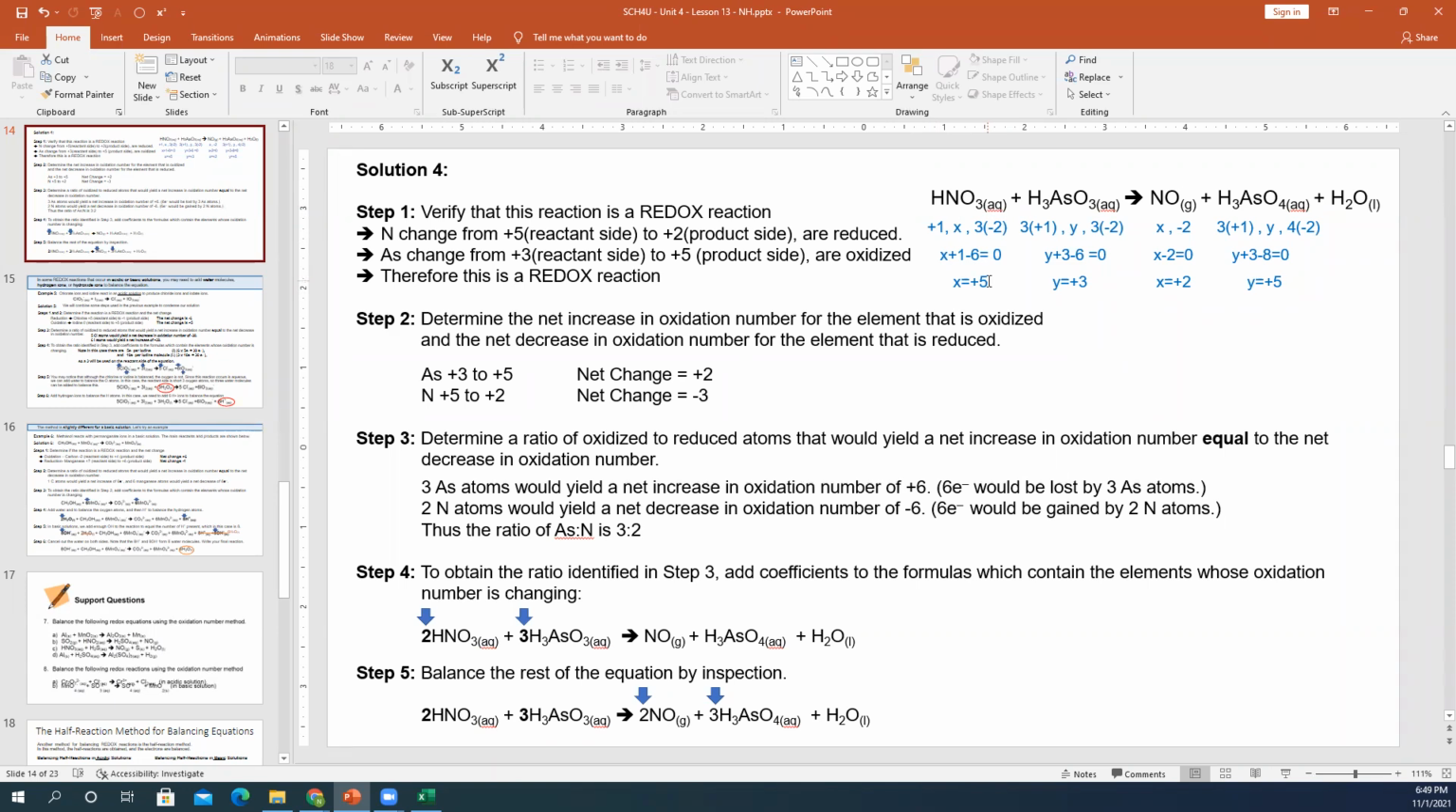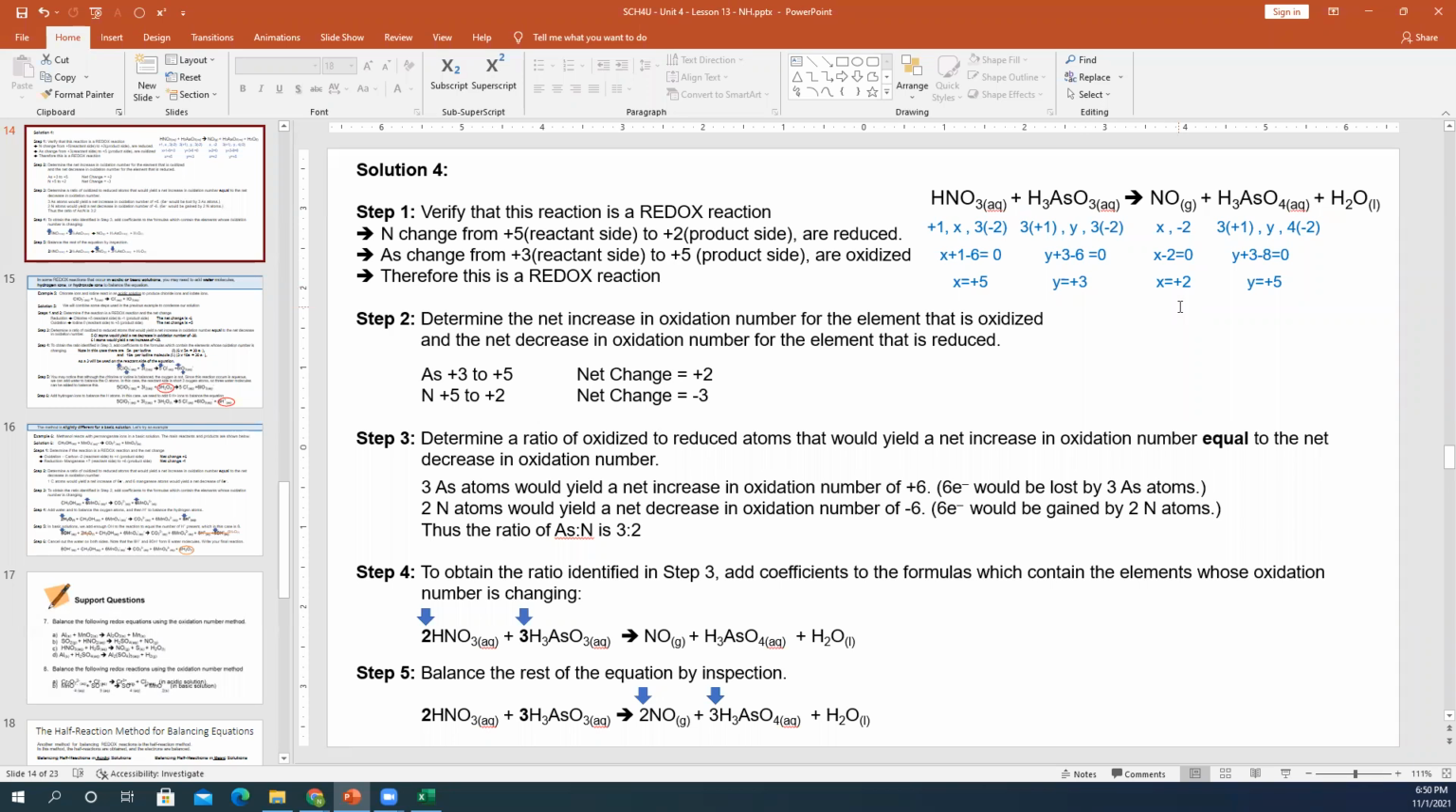Then we go to the next molecule. There are 3 hydrogens there, and those have an oxidation number of +1. 3 oxygens, oxidation number of -2. We write an unknown for the atom that we don't know the oxidation number of, we do the math, and we figure out that it's an oxidation number of +3.